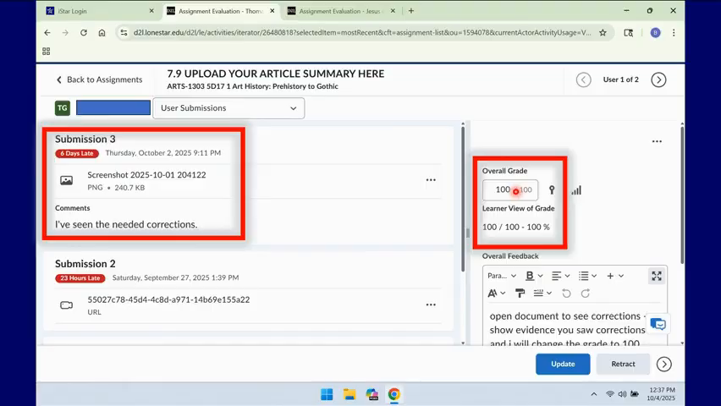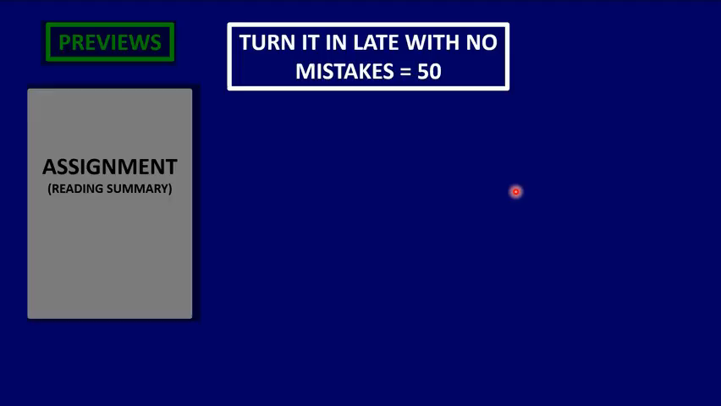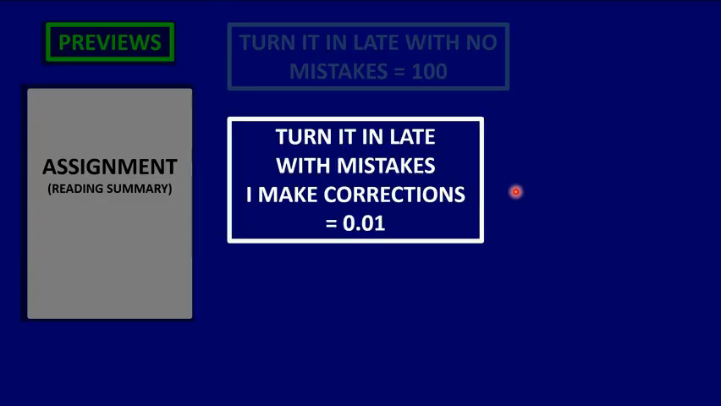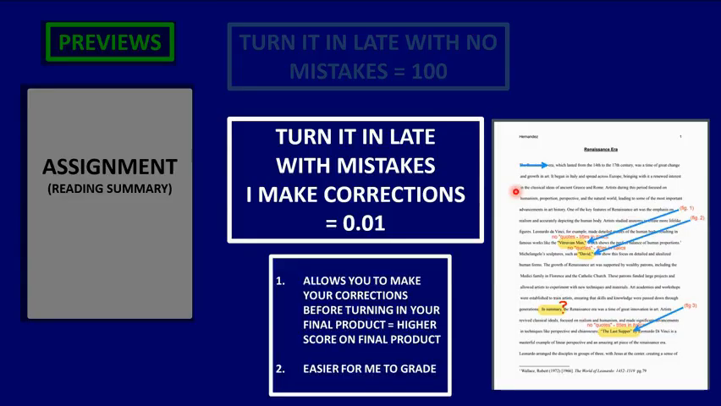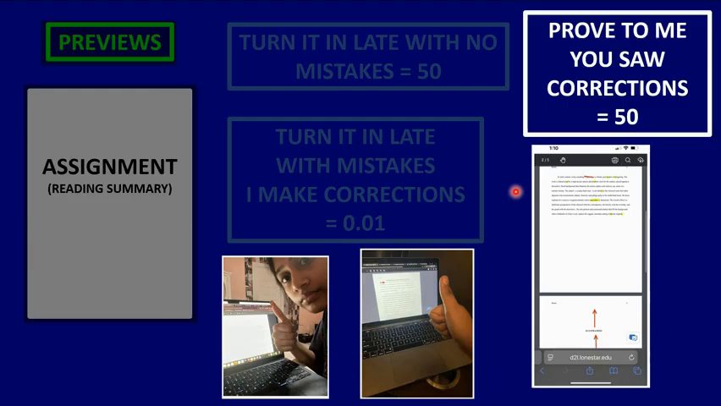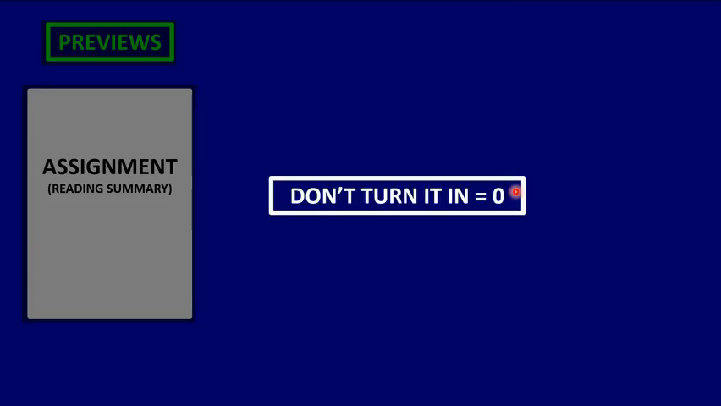Does that make sense? If you turn it in late with no mistakes, I'm going to give it a 50. If you turn it in late with mistakes, it's going to be a 0.01, and I'm going to give it the corrections. Same thing. If you show me that you've seen the corrections, I'll bump it up to a 50. And then if you don't turn it in, obviously it's a 0.